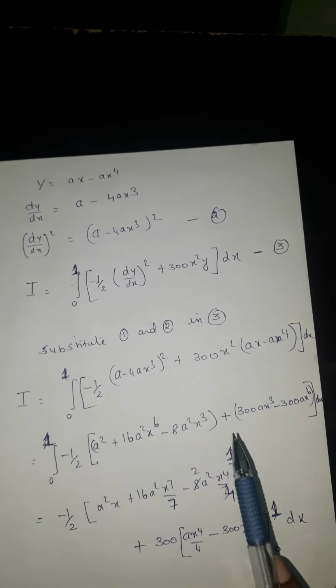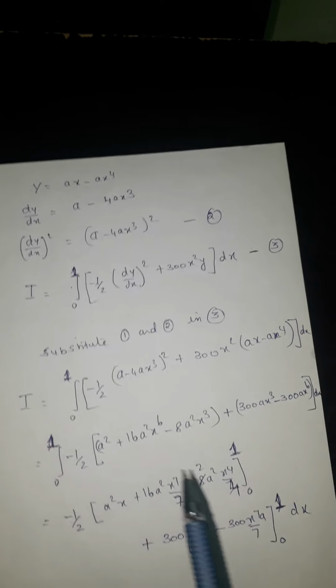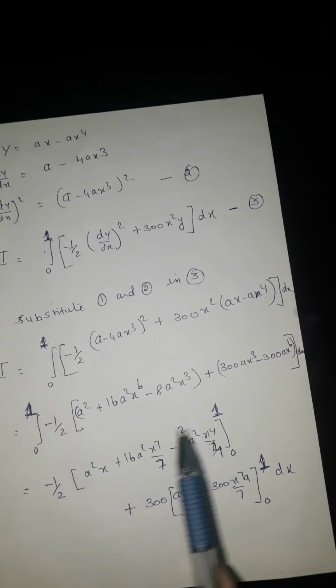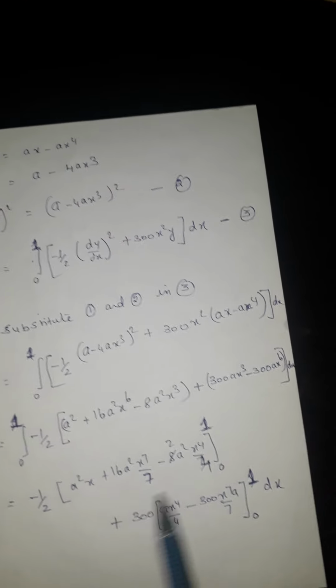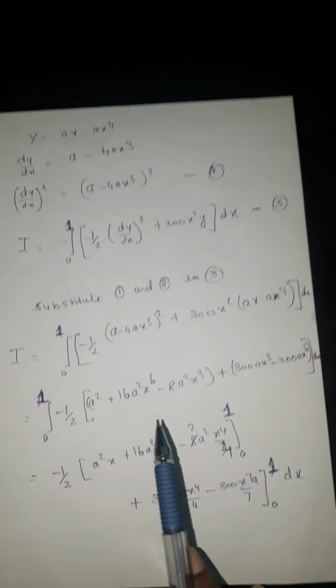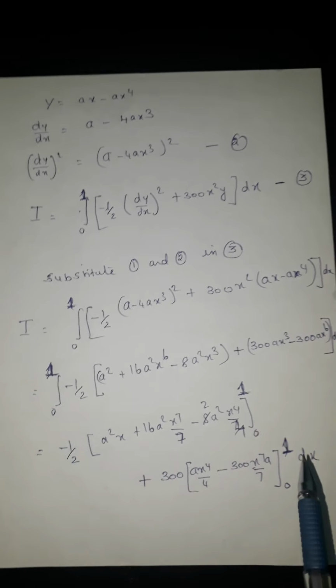Here also you substitute 300 a cube. Then after that you simplify this equation completely. You integrate this equation, then you substitute the limits. Here I have integrated completely: x square, x power 6, x power 7, and x power 4 are integrated. So I am substituting the limits over here.